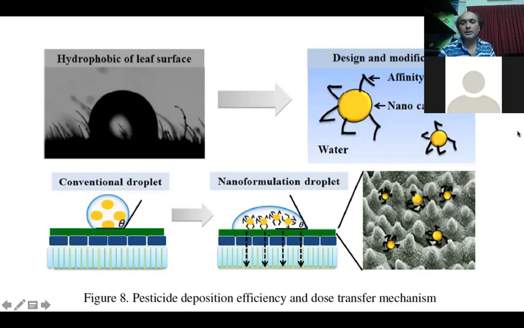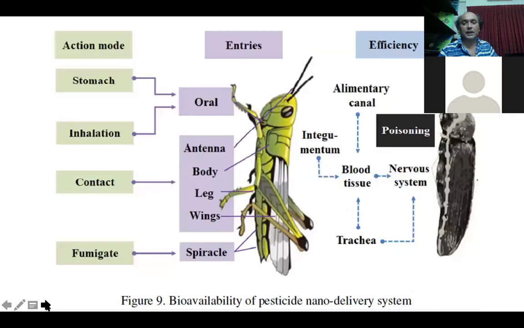So for nano-based formulation, if you check, you can see design and modification. How can we do it? You can add an affinity group, and you can add a nano carrier outside, and this is the water. So the nanomaterials, that is pesticide inside, remain effective, and the mechanism you can now understand, how they are more efficient in the practical field.